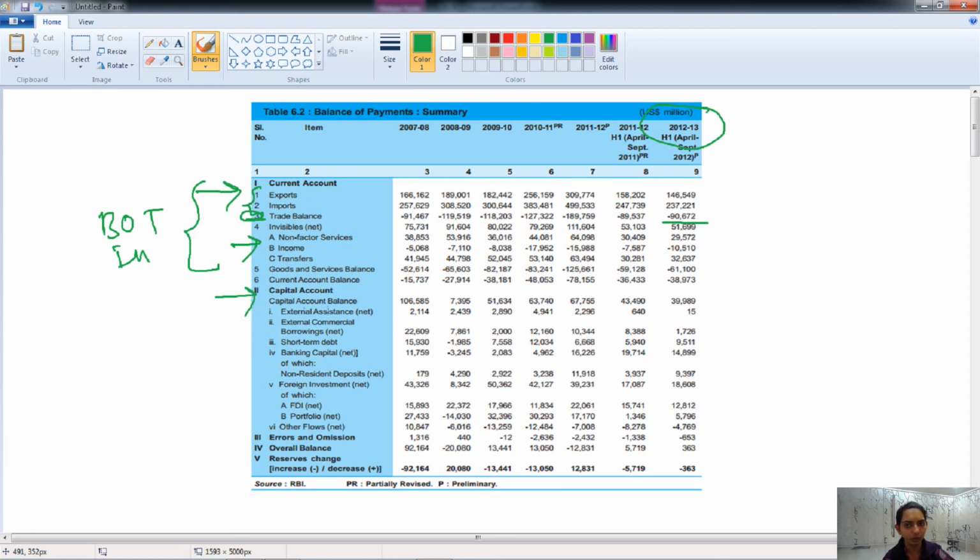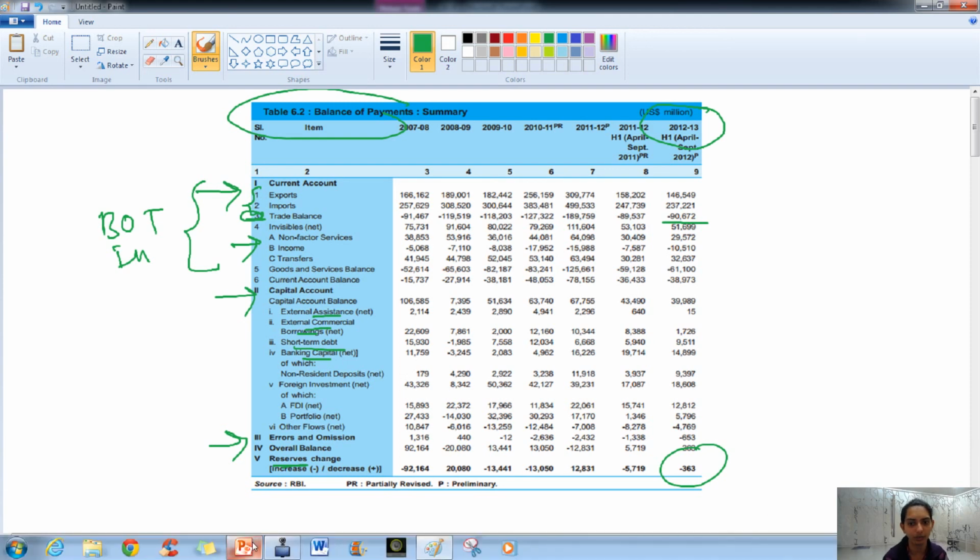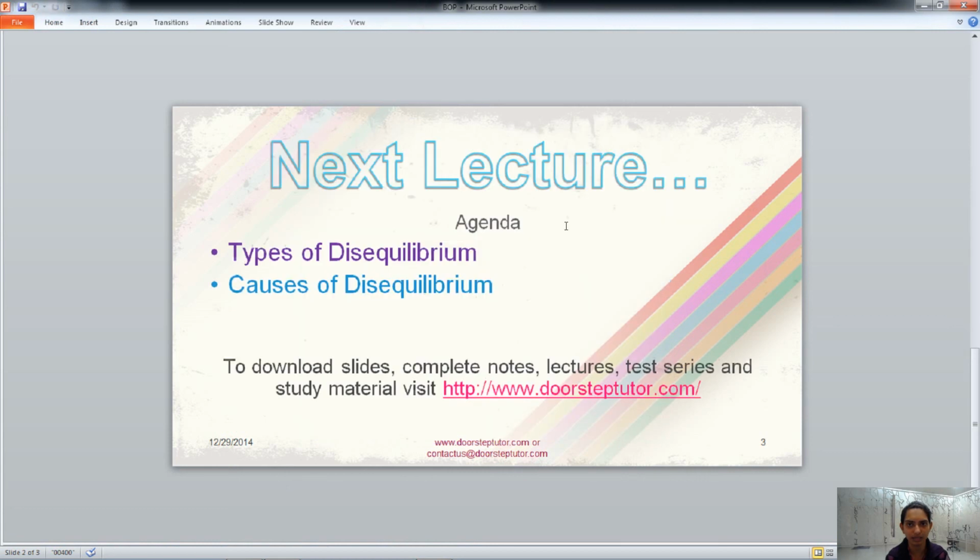Then we have the capital account. The capital account includes external assistance, commercial borrowings, short-term credits, banking capital, etc. Both of these should be balanced, and whatever is not balanced is balanced through adding errors and omissions. If there is a surplus, then it is added to the reserves, and if there is a deficit, then the money is taken from the foreign exchange reserve account. So this is the example, the summary, of the balance of payment account.